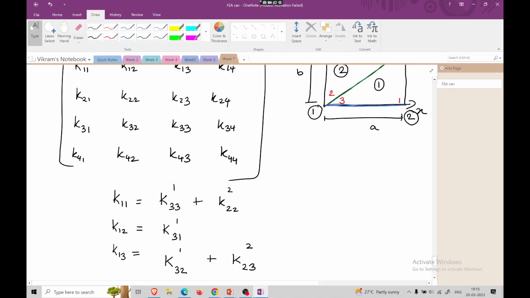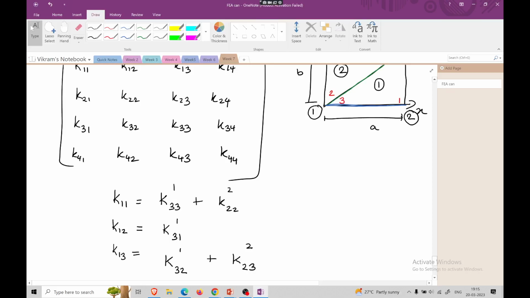K41. K12 at the second element. K42 is 0. K43 is K13 at the second element. This last will be K11 at the second element. Yes.